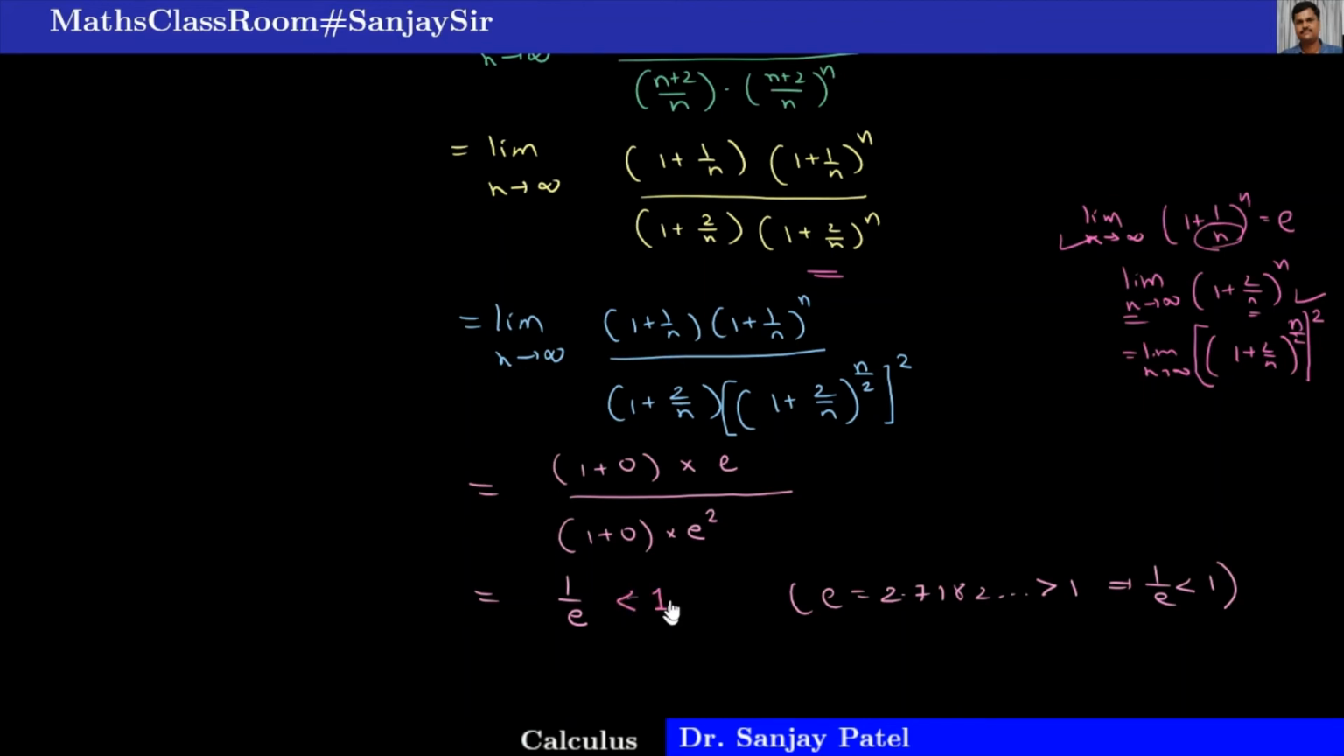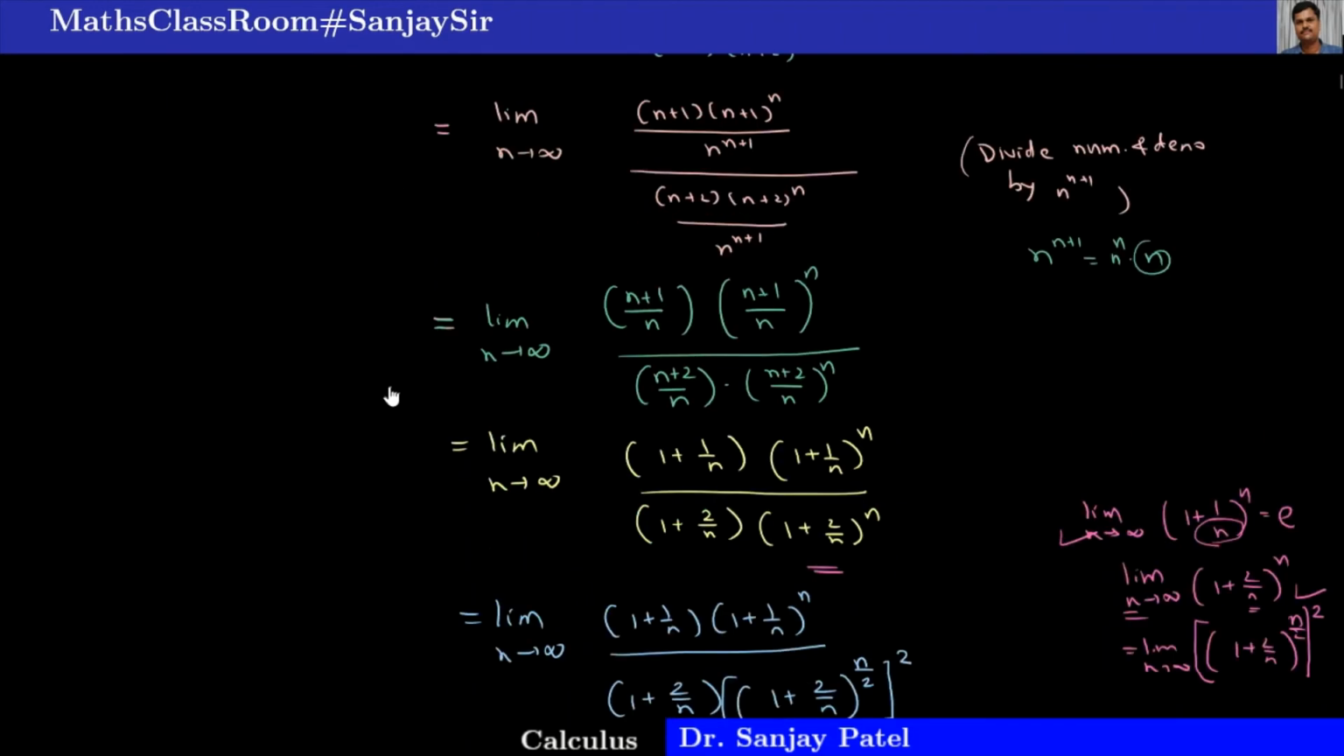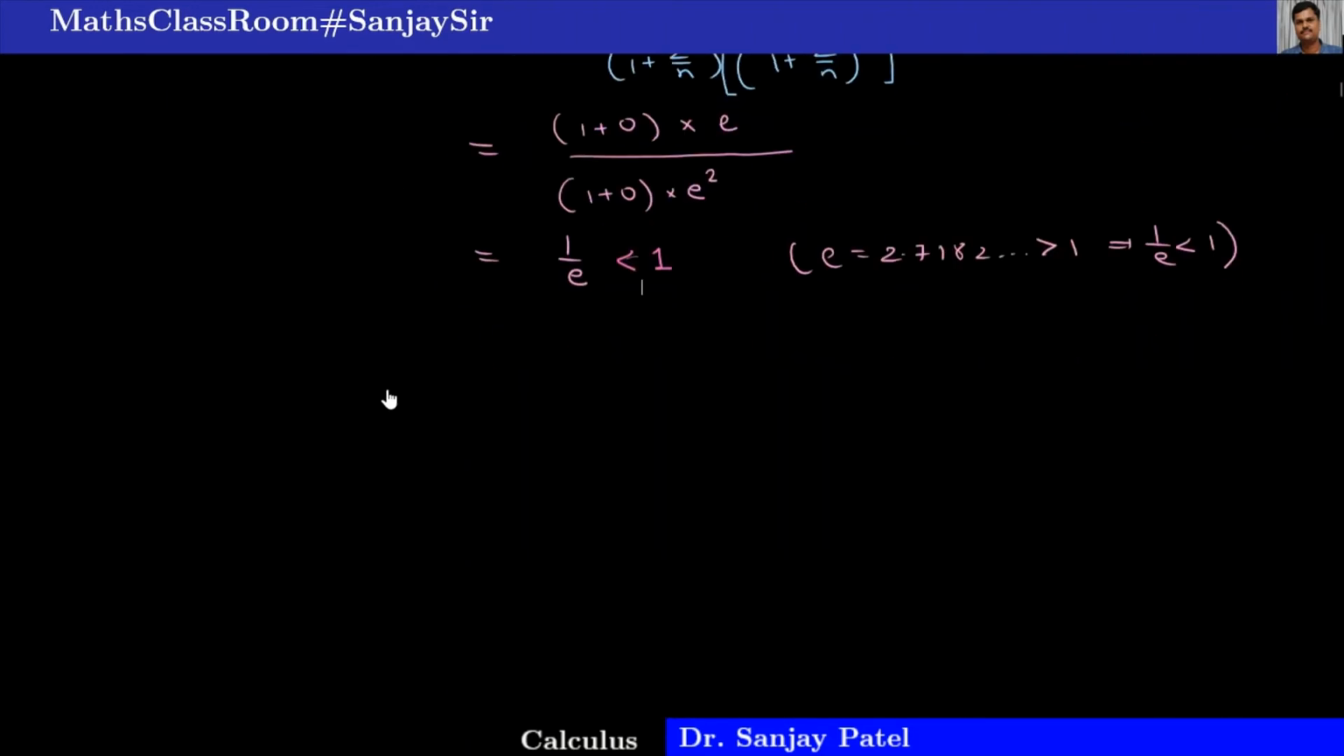Okay, and since the limit of a n plus 1 upon a n is less than 1, we can say that the series is convergent. So therefore by the ratio test, sigma a n is convergent as L is less than 1. Okay, as L is less than 1.